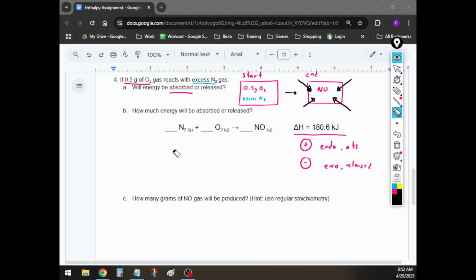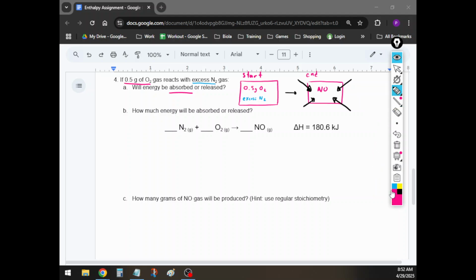Any questions on that one? Hopefully not too bad to understand. It's just the endo-exo stuff. Okay, so let's go over the stoichiometry that we learned last time. Basically, how much energy is being absorbed or released?